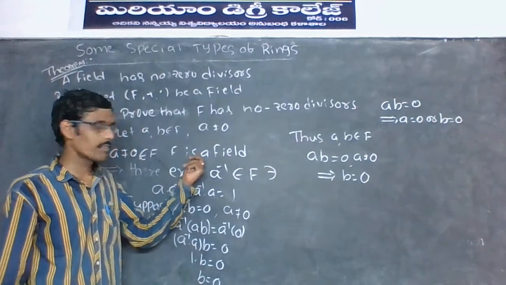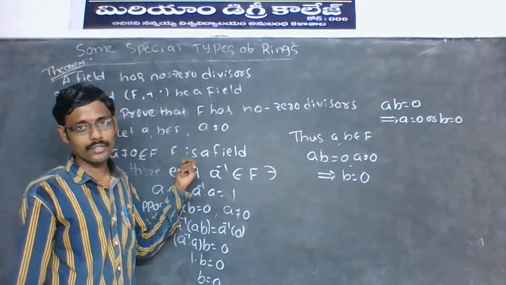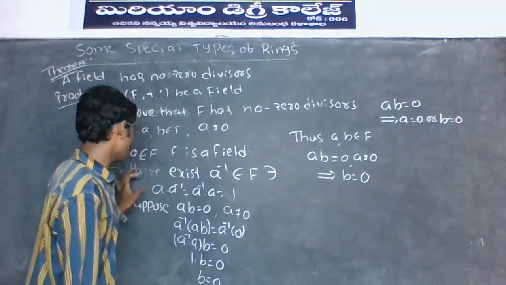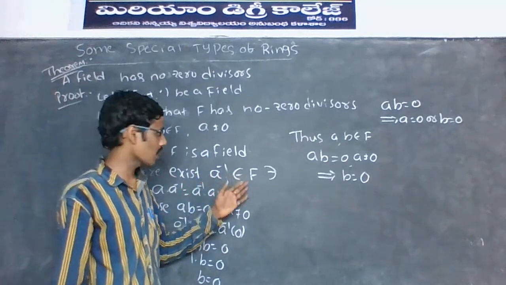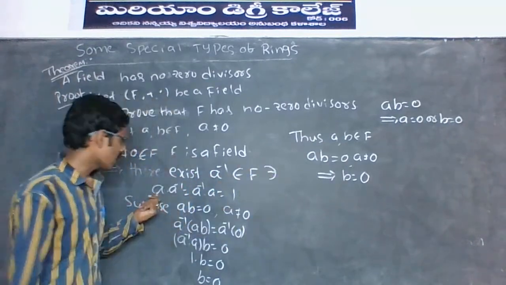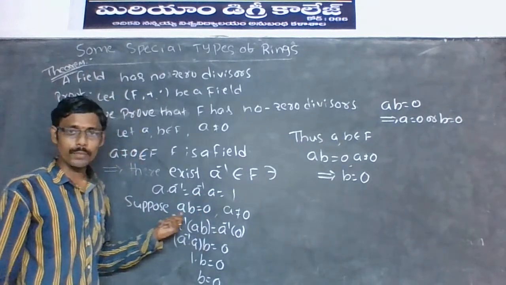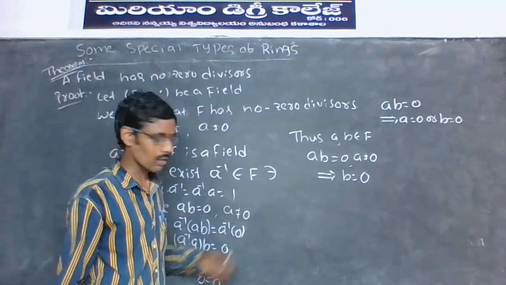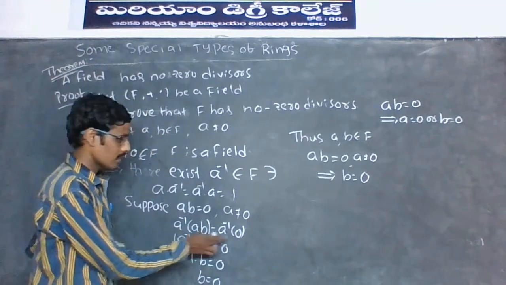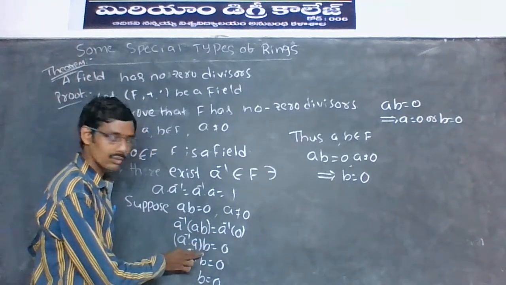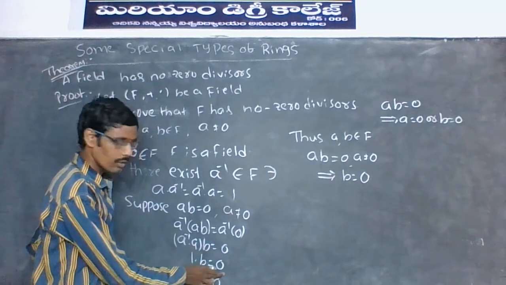F is a field, so every non-zero element is invertible. So there exists A inverse belonging to F such that A into A inverse is equal to A inverse into A is equal to 1. Suppose AB is equal to 0, A not equal to 0. Multiply by A inverse: A inverse into B is equal to A inverse into 0. A inverse into A is 1, so B is equal to 0.